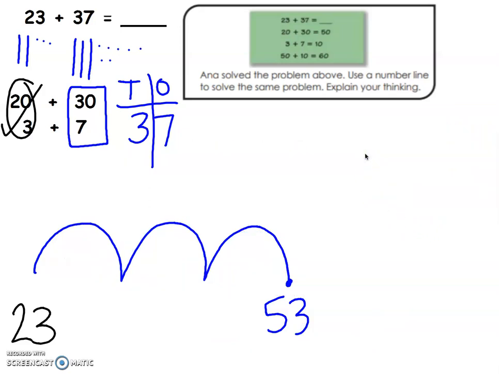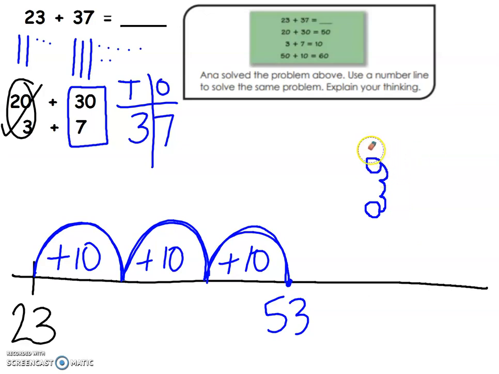Okay, so I'm going to go ahead and slide this over to the side. All right, we'll do it this way. Okay, so now I have 53, and now what do I have to add? I have to add 7 more. That's right, so I'm going to do 7 hops. 1, 2, 3, 4, 5, 6, 7.